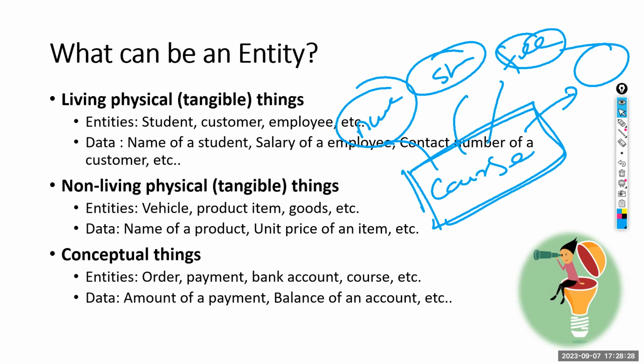Okay. So that is the number one you have to do. You must know what is data, what is entity, and how they are related. Of course, data is related to entities because data is properties of entities. Okay.